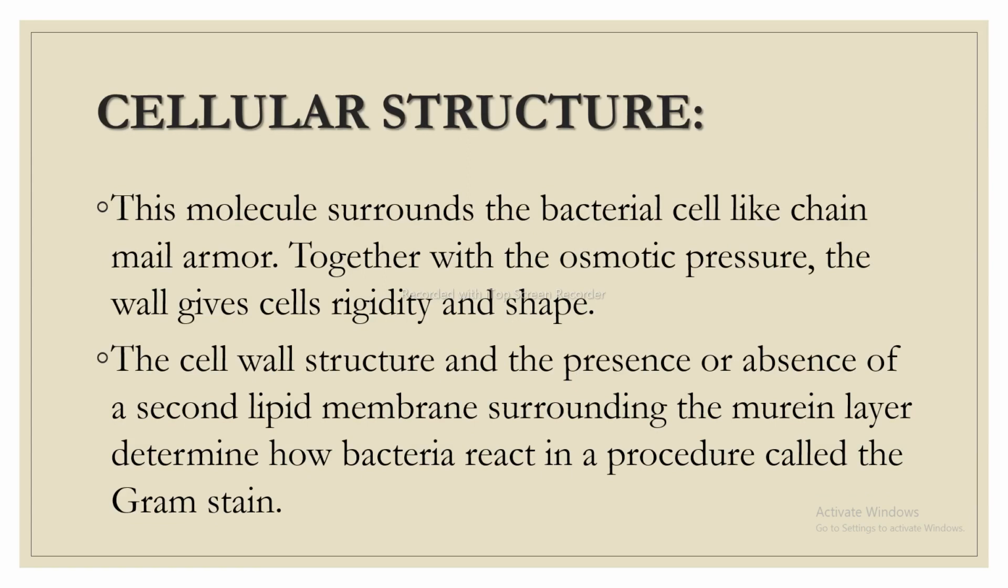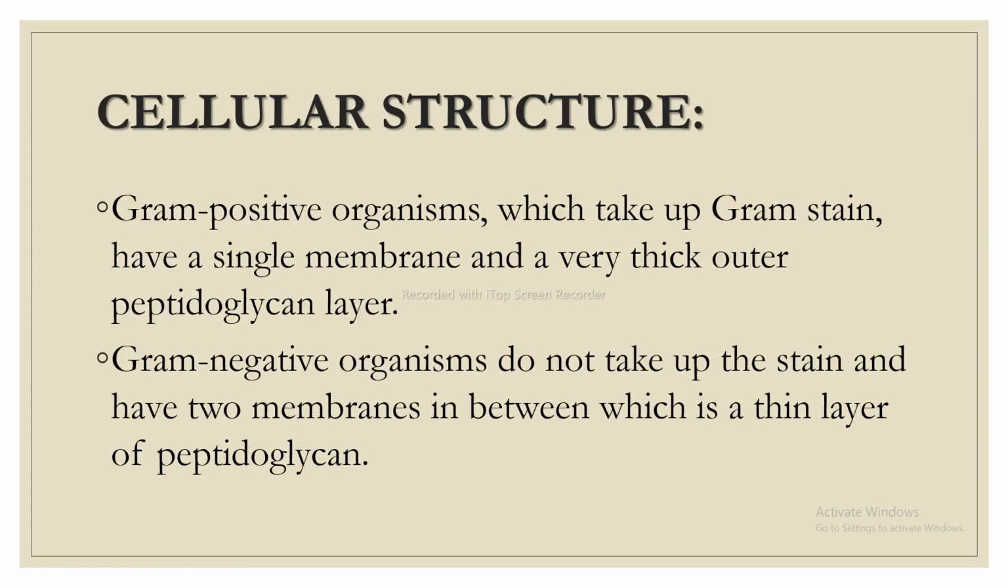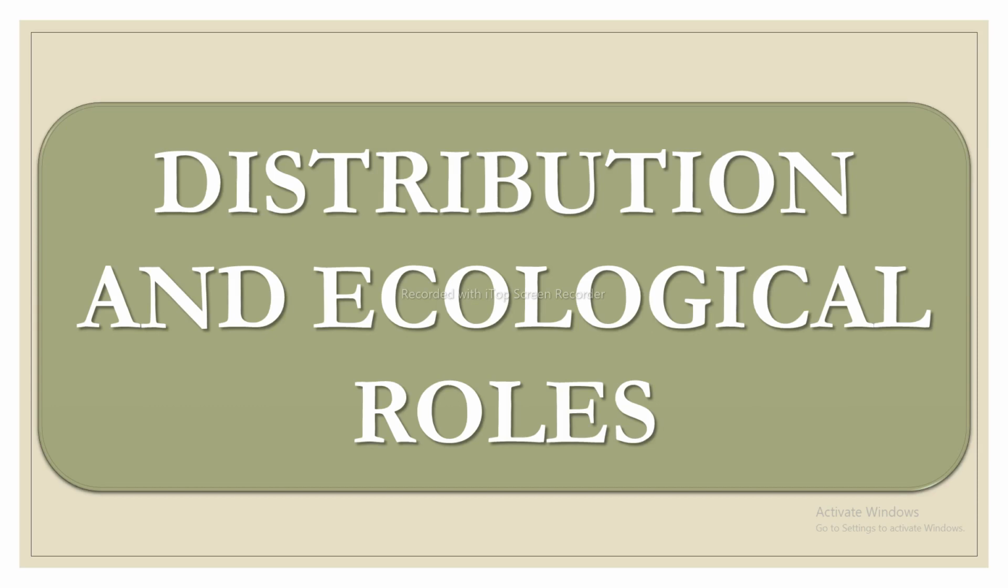The cell wall structure and the presence or absence of a second lipid membrane surrounding the murein layer determine how the bacteria react in a procedure called the Gram stain. So gram-positive organisms, which take up the Gram stain, have a single membrane and a very thick outer peptidoglycan layer. The Gram-negative organisms do not take up the stain and have two membranes with a thin layer of peptidoglycan in between.